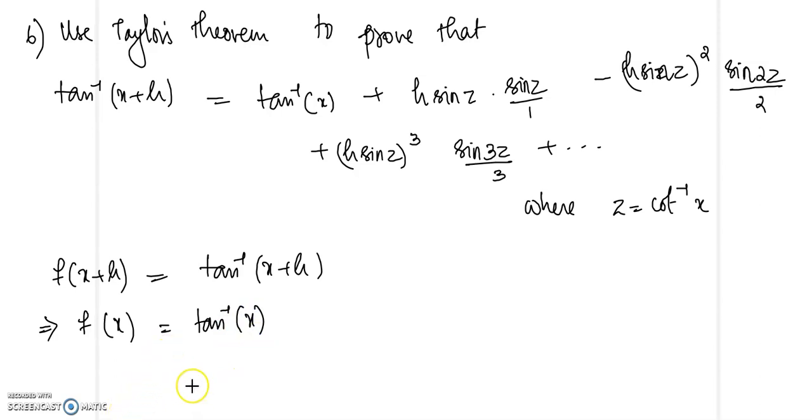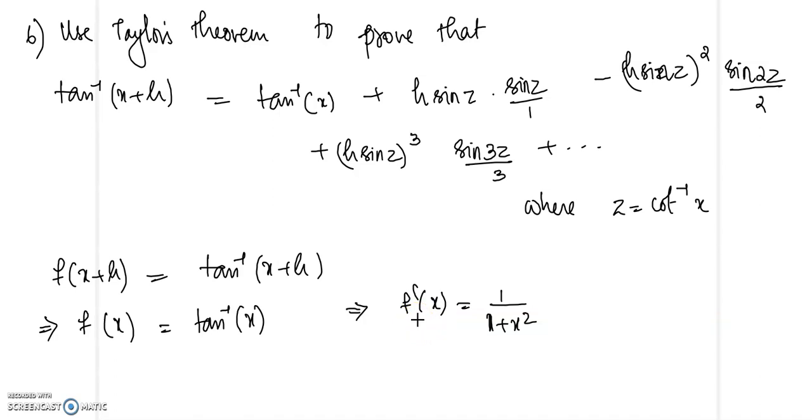So when you take f dash of x, we will get 1 by 1 plus x square. Now for the Taylor series expansion, we need the derivatives of f of x. f dash of x is 1 by 1 plus x square. We have seen how to find the nth derivative of 1 by 1 plus x square.